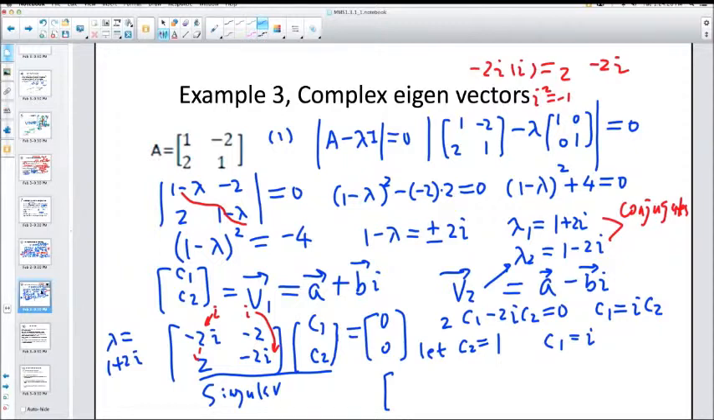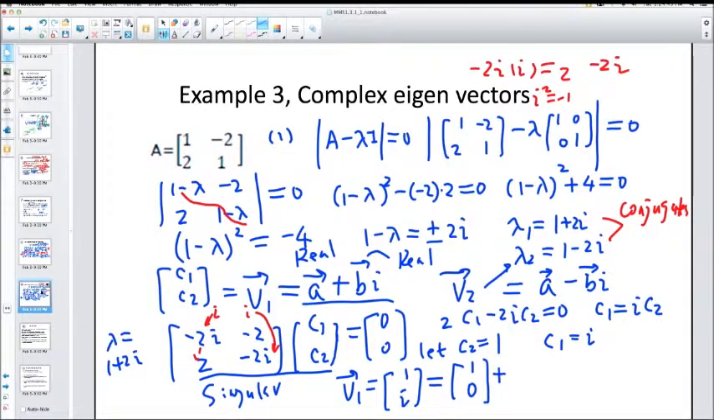Then my vector V1 is going to be [i, 1], and I want to write it like this: make A and B both real. I factor it out. Then I write this as my A, and this as my B. You check. It's still i and 1. Now the first one is 1, the second one is i.